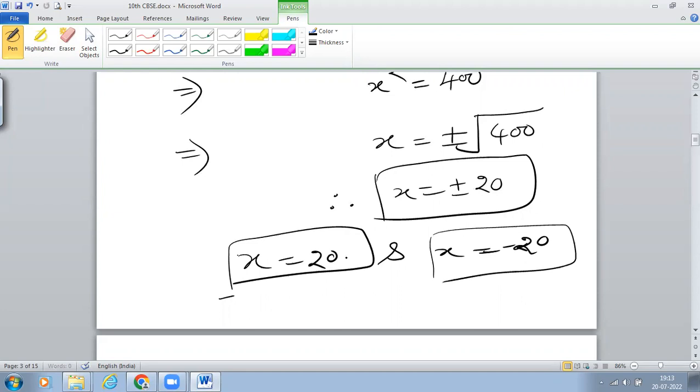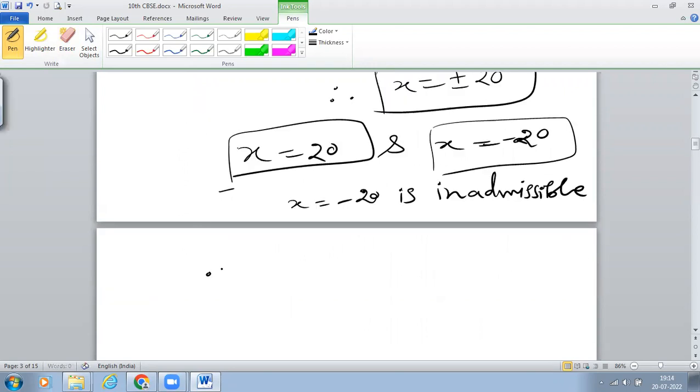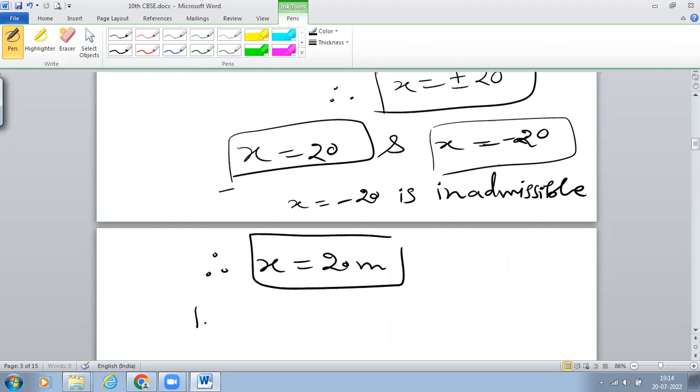There are two values for x: one is plus 20 and another one is minus 20. x is equal to minus 20 is inadmissible, or else you can write it is not possible. Therefore we are taking x is equal to 20 meters, where x is the breadth. Because x is nothing but breadth, so breadth is equal to 20 meters.